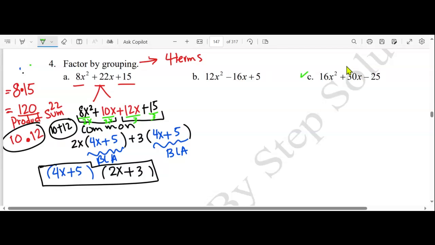So he's asking for grouping. How many terms do I have here? 3 terms. How many terms do I need? So I have to divide this into 2 parts.